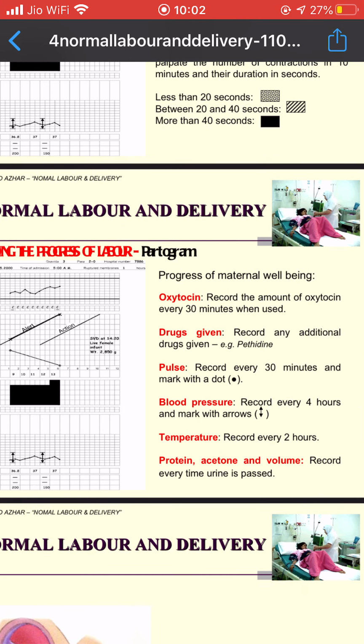Then, if the patient is receiving oxytocin, you record the amount of oxytocin being administered. For any other drugs, like analgesic or pethidine, you mark it on the chart. Pulse is recorded, BP, temperature, and as mentioned, urine report.